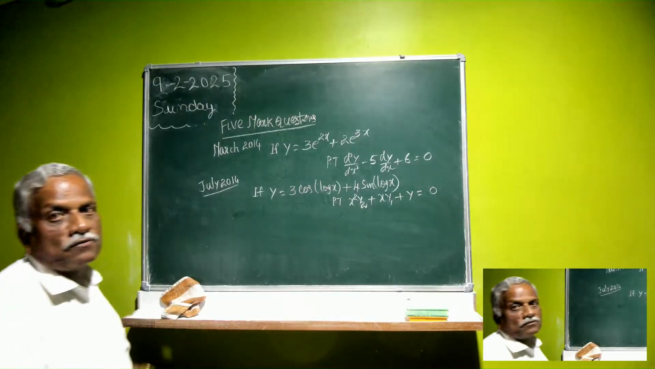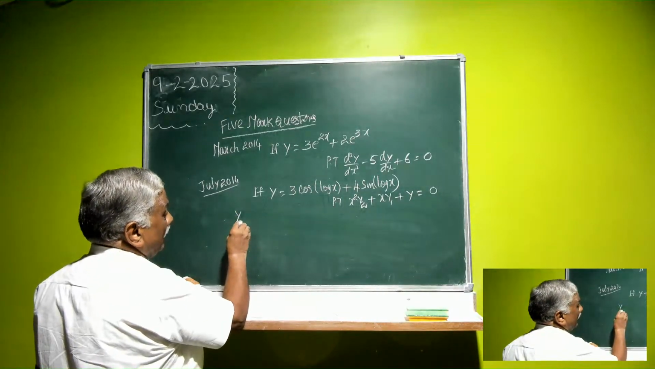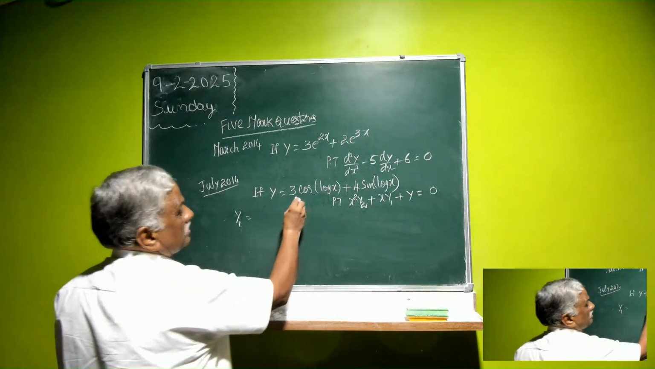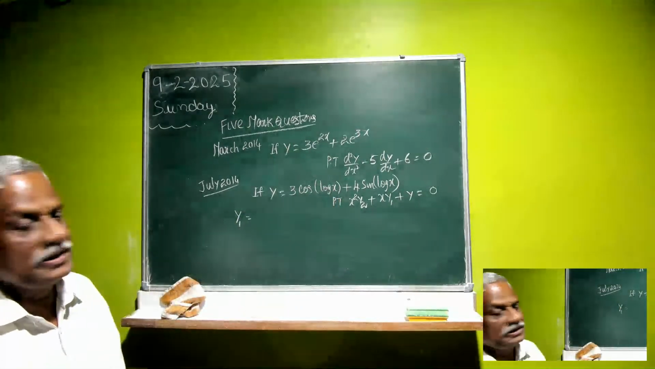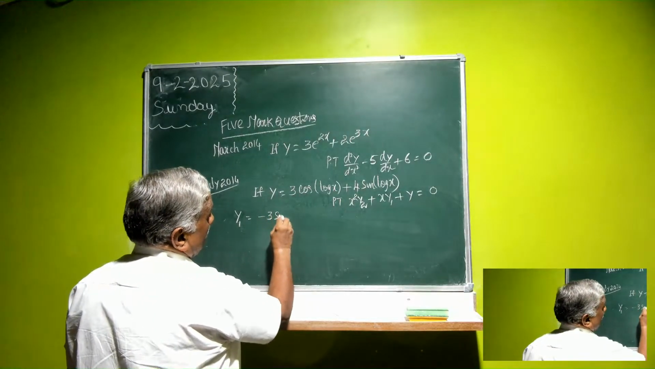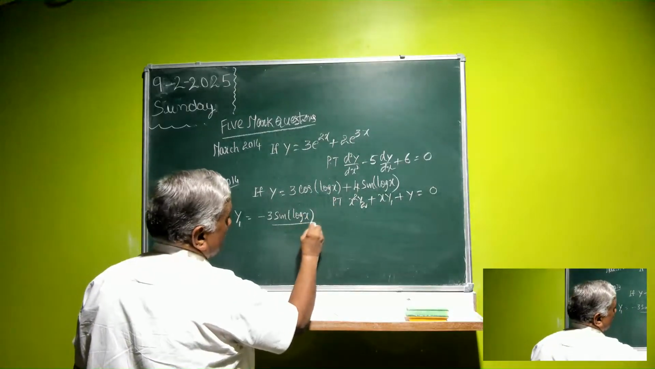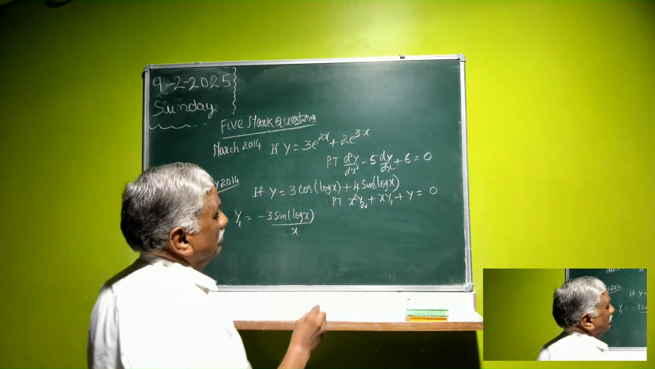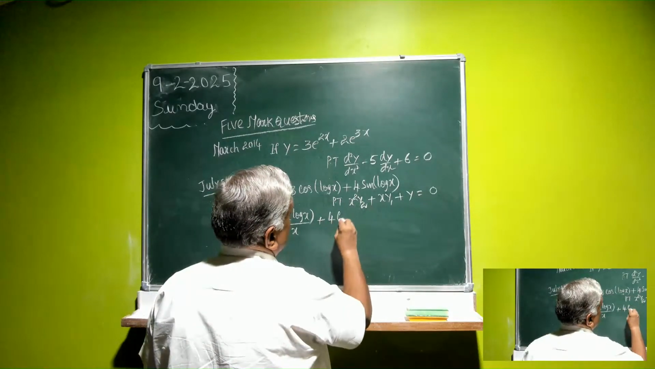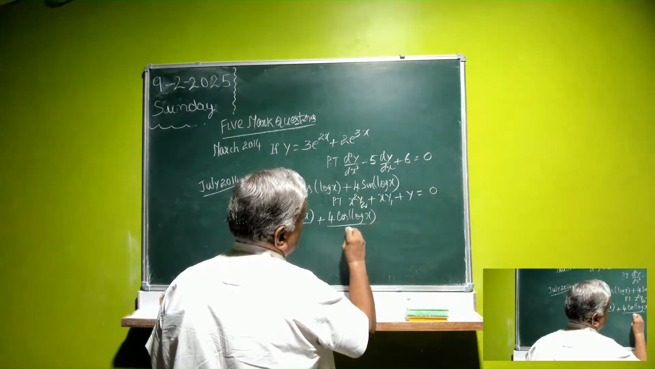Because I have used y2 and y1, we shall use the same one. Instead of dy by dx, I am writing y1. This is the problem of chain rule. 3 is a constant, cos is minus sin. So minus sin log x, and derivative of log x is 1 by x. Plus 4 is a constant, sin is cos log x by x.